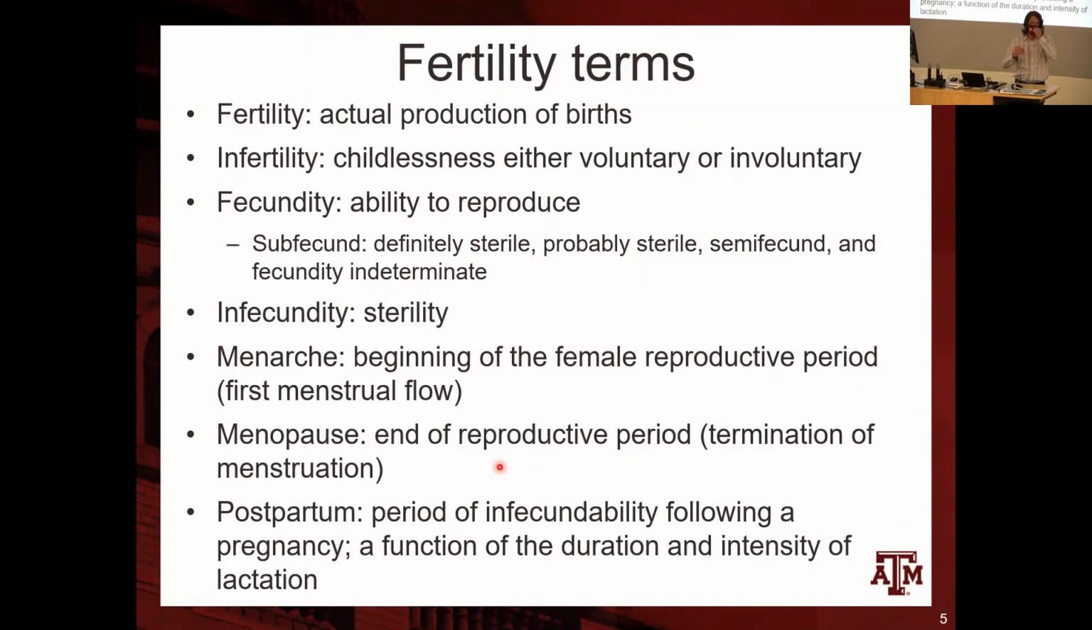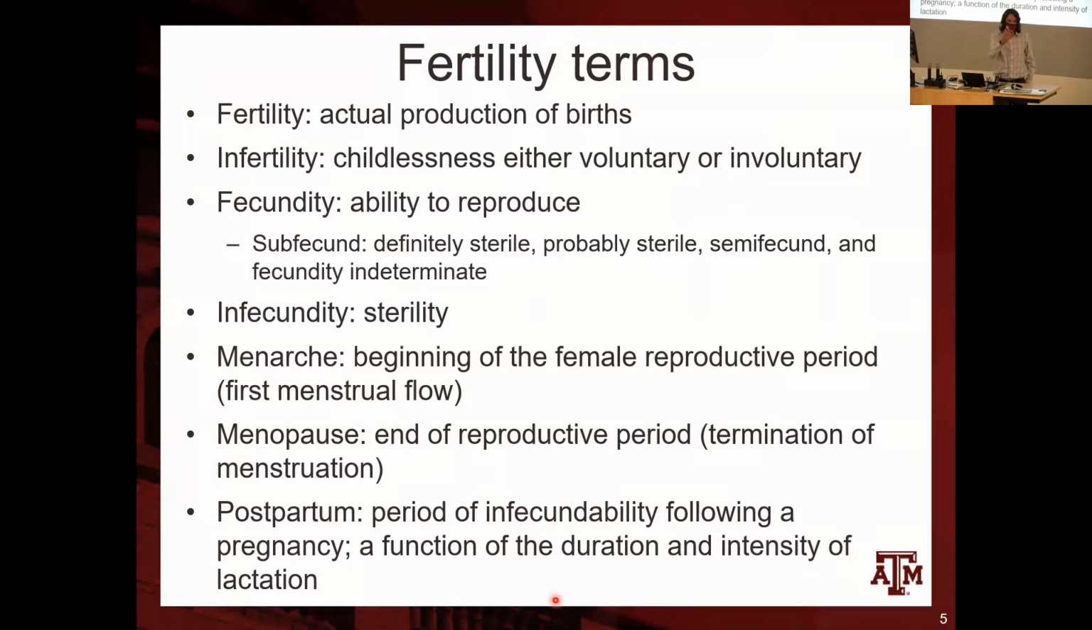But even some not so biological factors, the postpartum period. What is the postpartum period? It's the period of infecundability following a pregnancy, a function of the duration and intensity of lactation. So women who breastfeed their babies longer have lower chances to get pregnant again while they are breastfeeding. That's what is usually called the postpartum infecundability period. So there's a period in which women cannot or have really low chances of having babies because they are breastfeeding their children. And those terms, postpartum infecundability, for example, are going to be used later on by demographers trying to understand the reasons why women don't have children.